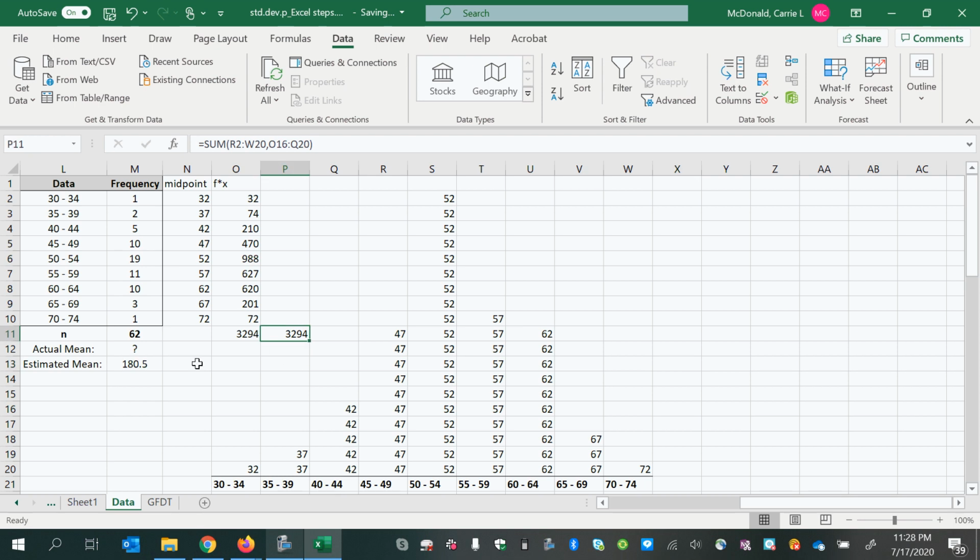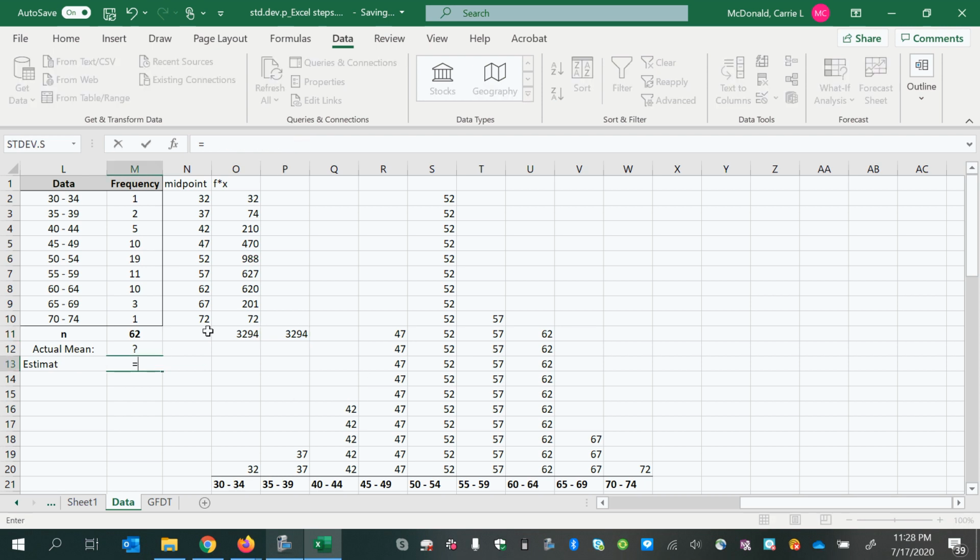And then you would divide by the sample size, which would be the total of all the frequencies that I have summed up right here. And so dividing that sum by the sample size, we get our estimated mean.